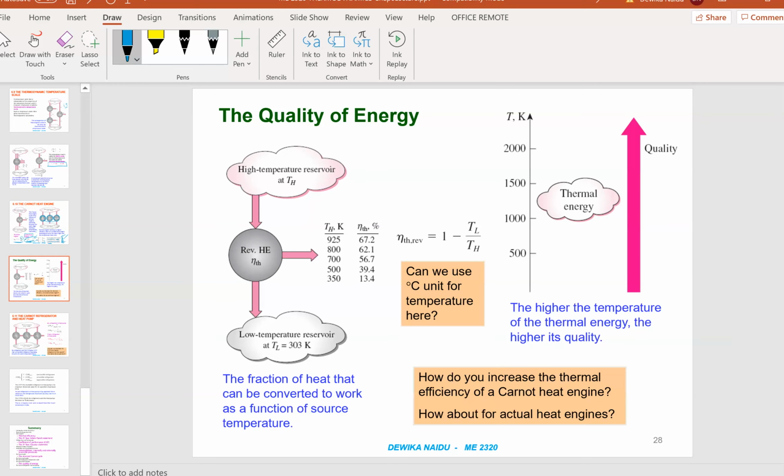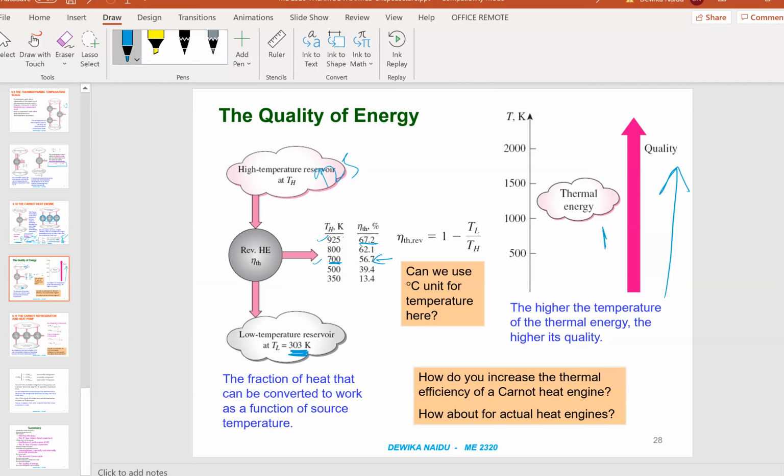Now let me go into quality of energy. According to Carnot, the quality of energy is determined by the temperature difference itself. If the temperature difference is greater, let's look. In this case, the baseline TL is 303. If you put 925 here, your efficiency is 67. If you repeat with 700, your efficiency is only 56.7. In other words, the quality increases with the thermal energy itself.